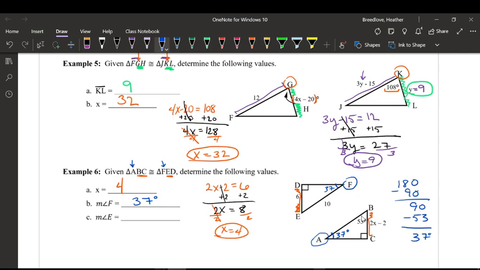And then lastly, E. E is the middle letter. B is the middle letter. B is 53 degrees, so E must also be 53 degrees.